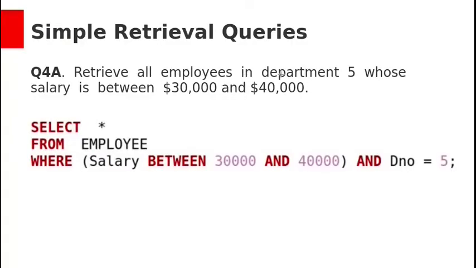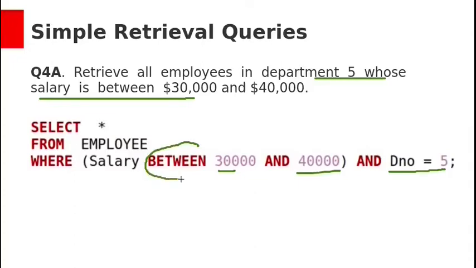Retrieve all employees in department number 5 whose salary is between $30,000 and $40,000. The equivalent SQL query will be select star from employee where salary between $30,000 and $40,000 and department number equal to 5. Or you can even specify salary less than $40,000 and greater than $30,000, or you can use this between operator. Both will give the same result.